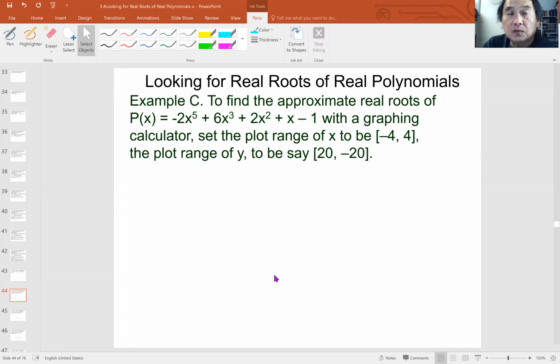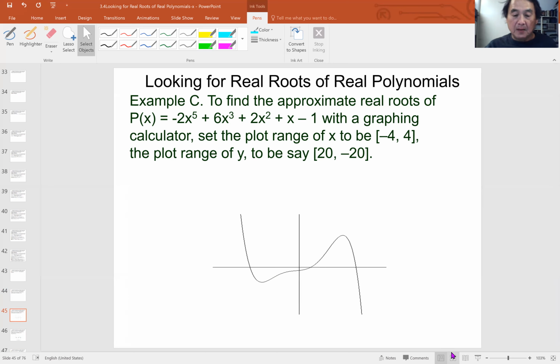Now, how do we do this numerically? Usually this is done on a calculator. If I want to do it on a calculator, where should I plot so I can trace where the roots are? Well, from what we just went through, all the roots must be between minus 4 and 4. So I'm going to set the range between minus 4 and 4 to capture all the roots. And then I'm going to set y to be, say, 20 to minus 20. Play around with that, and there they are.